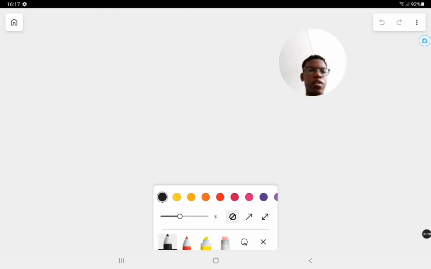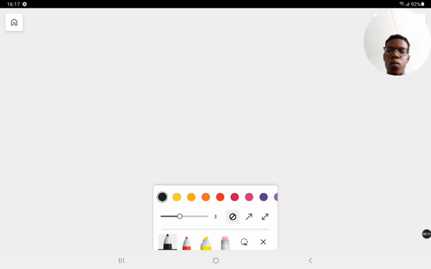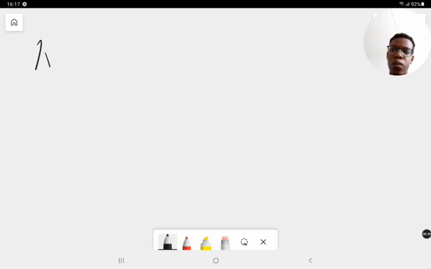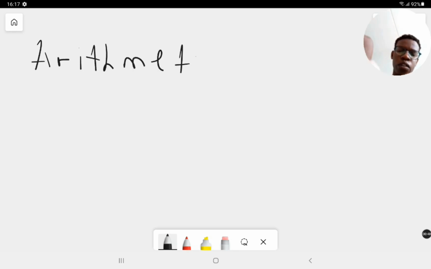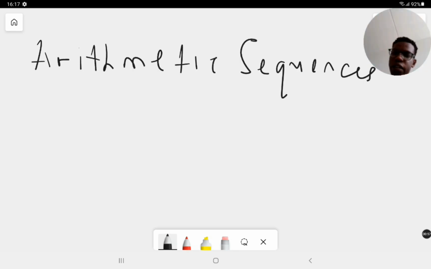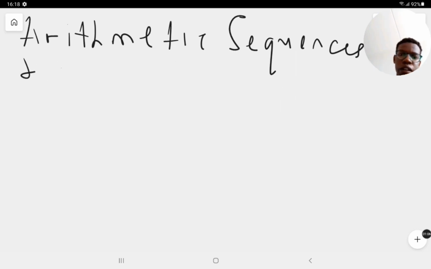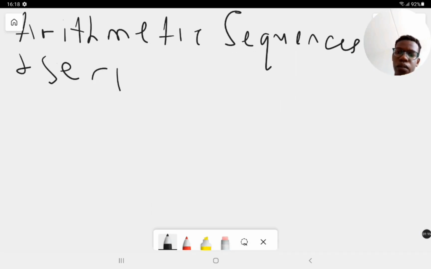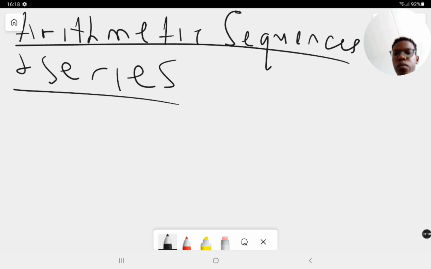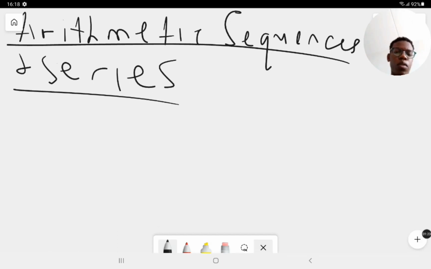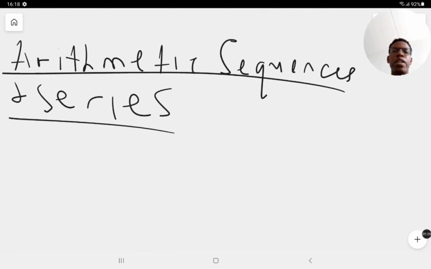Let's get right into it. So we will be looking at the arithmetic number pattern and the arithmetic series in this lesson. This is the first type of pattern that we will be looking at.